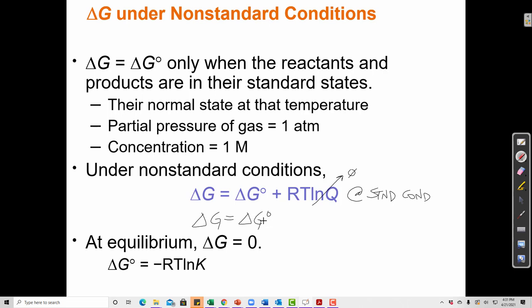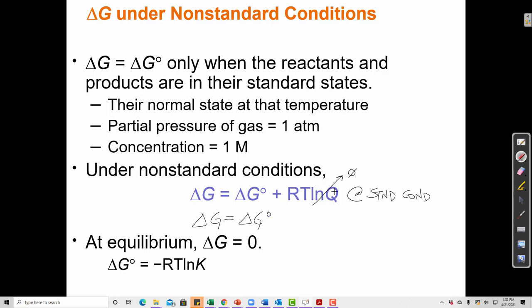What is delta G naught? This is the value of the free energy when we're at standard conditions. If we're not at standard conditions, here's the equation. But what happens when we plug standard conditions into this equation? It just tells us that delta G equals delta G naught, because we're at standard conditions.